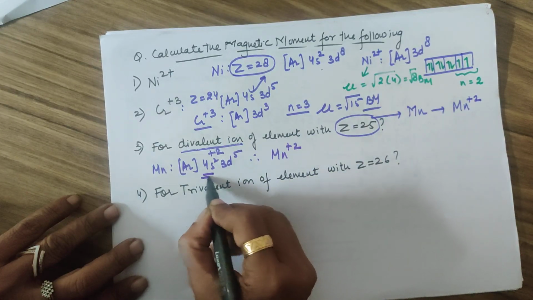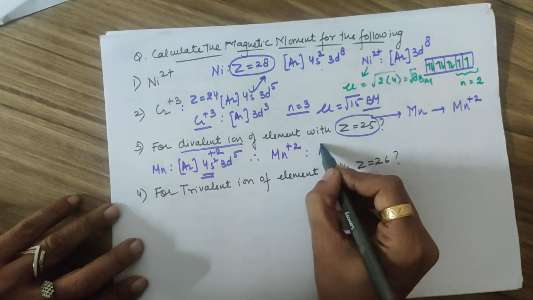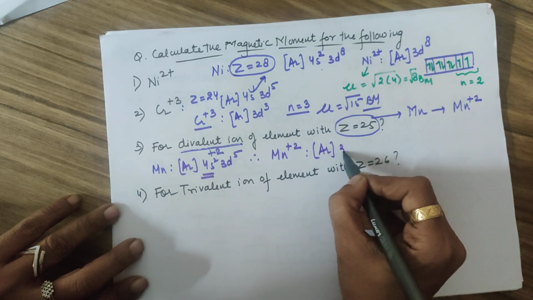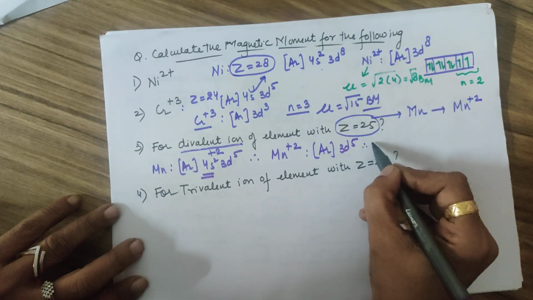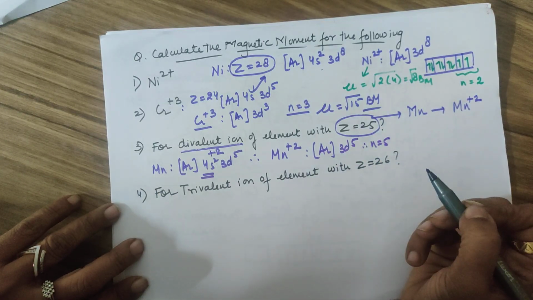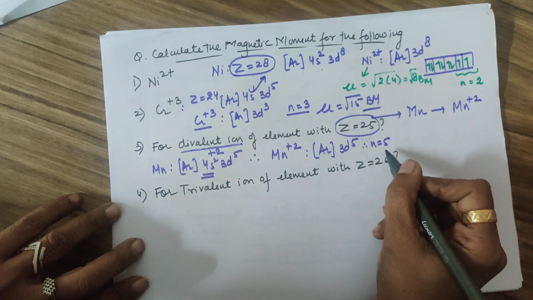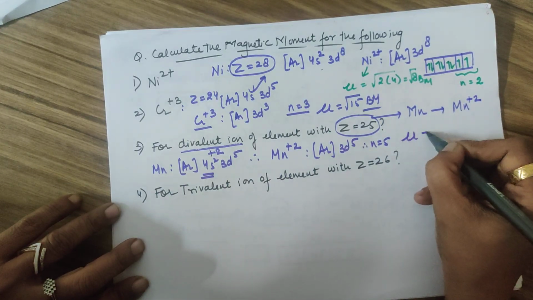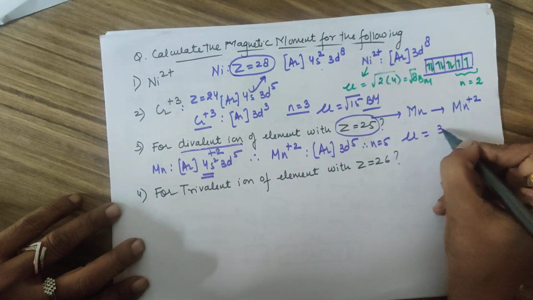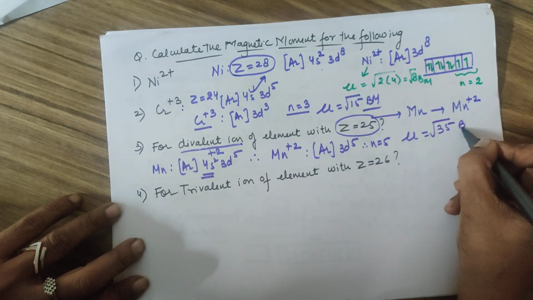Now you need to calculate the electronic configuration of Mn2 plus. 2 plus means you will lose these 2 electrons. Therefore, you are left with argon 3d5. Therefore, clearly n is equal to 5. There are 5 unpaired electrons in this manganese with plus 2. So, the magnetic moment will be 5 into 7, that is under root of 35 Bohr magneton.